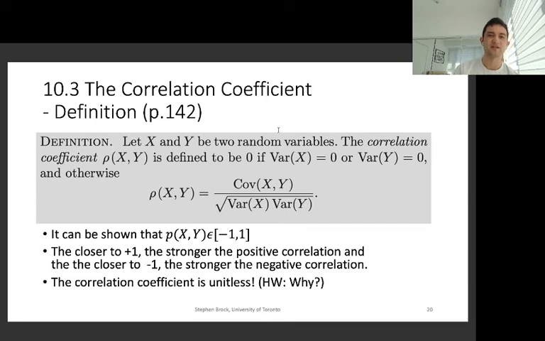All right, so here's the definition of the correlation coefficient. If x and y are two random variables, then the correlation coefficient, rho, this symbol here that kind of looks like a p, rho xy is defined to be 0 if variance of x is equal to 0, or variance of y is equal to 0. And otherwise, rho xy, the correlation of xy, is equal to the covariance of xy divided by the square root of the variance of x times the variance of y.